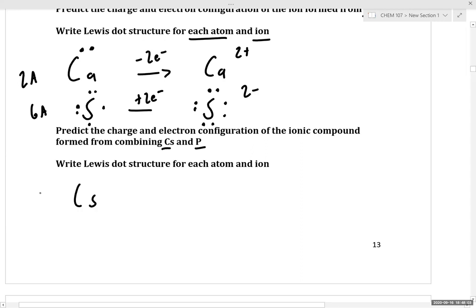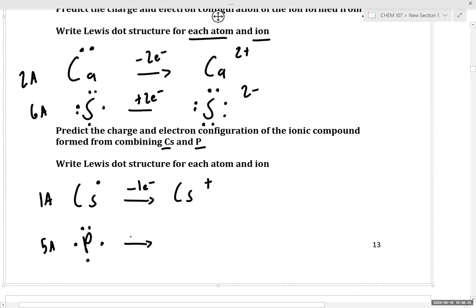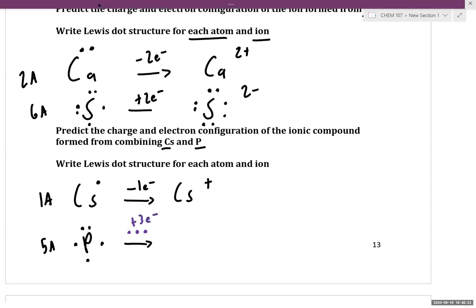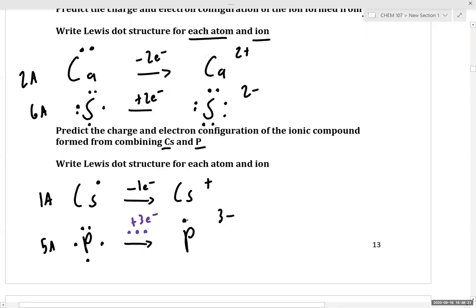So cesium is a 1A element, so it has 1 valence electron. We'll lose 1 valence electron to make cesium plus. Phosphorus is a 5A element, so it has 5 valence electrons. In order to complete the octet, we need to add 1, 2, 3 electrons. And that in turn gives us phosphorus 3 minus.